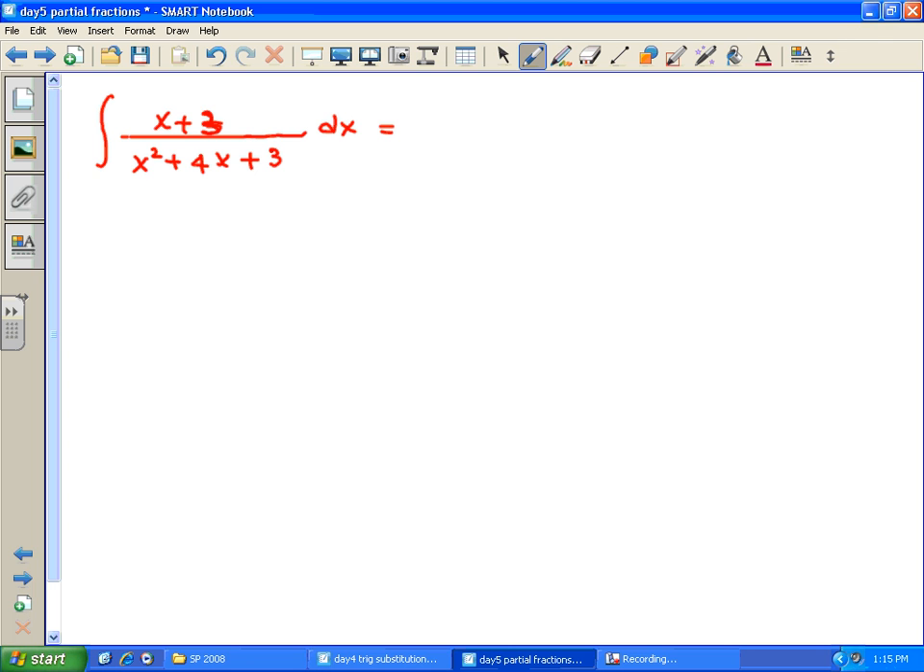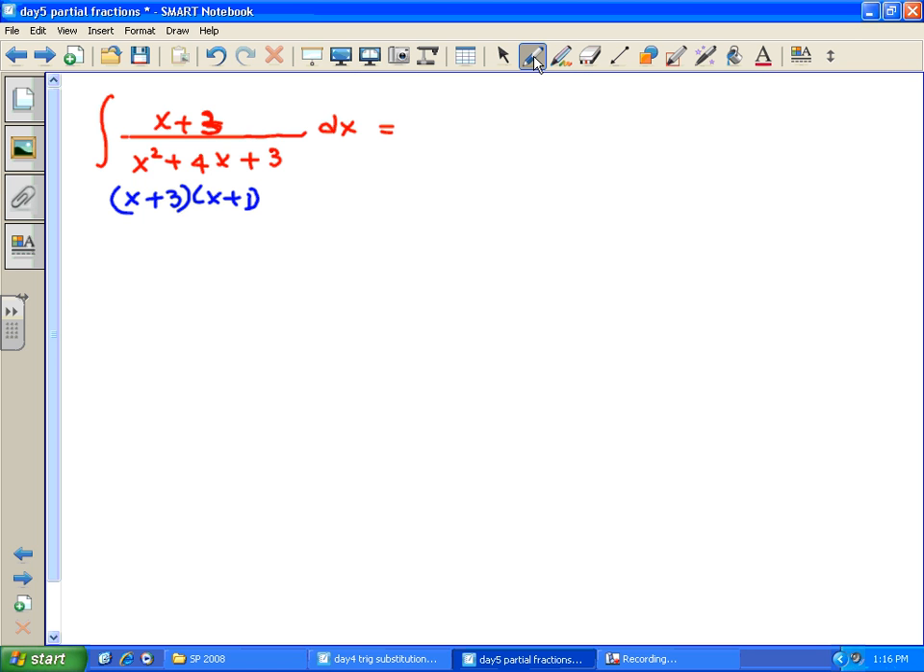Trig substitution usually applies to perfect square sums or differences. We don't have that perfect square here yet, right? So now let's think about this new technique we're discussing. First step, degree of the top is smaller than the bottom. Check, we have that. Second step, go ahead and factor out the bottom. In this case, we have x plus 3 times x plus 1, right?